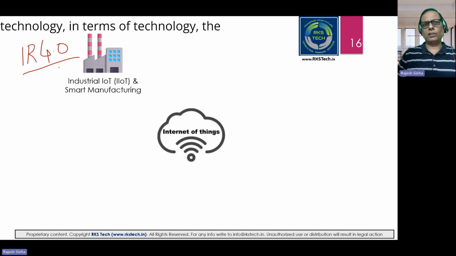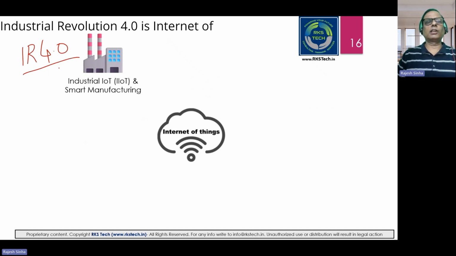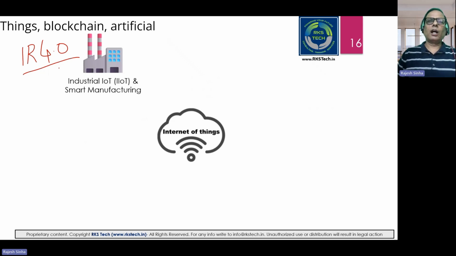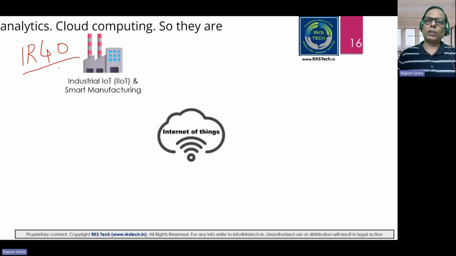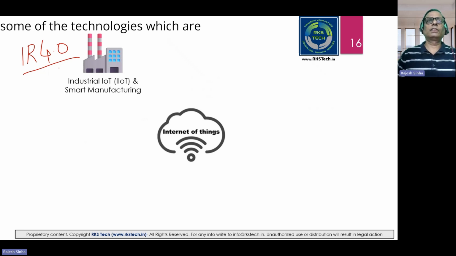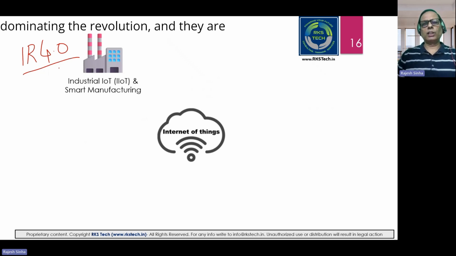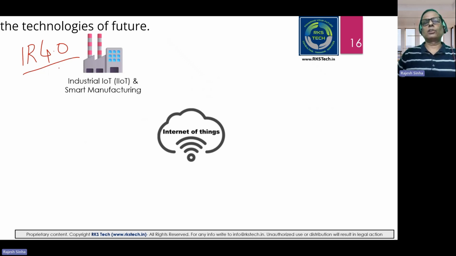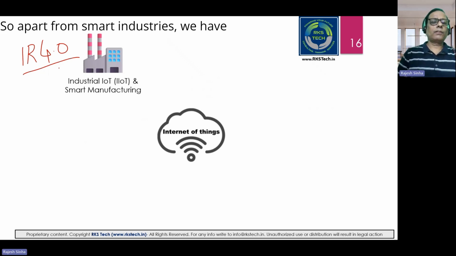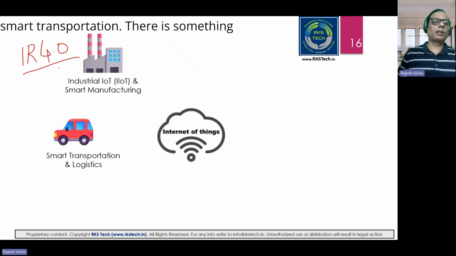So the technologies which are dominating Industrial Revolution 4.0 are internet of things, blockchain, artificial intelligence, machine learning, big data analytics, cloud computing. They are some of the technologies which are dominating the revolution, and they are the technologies of the future. So apart from smart industries, we have smart transportation.